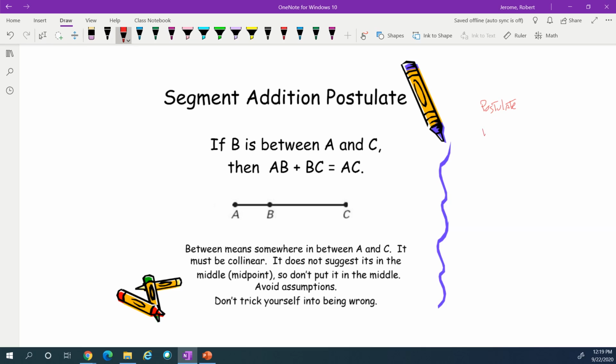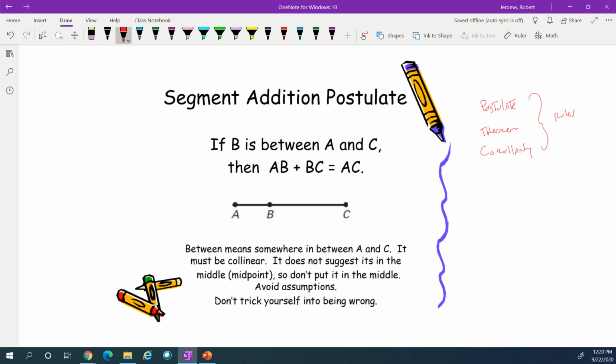And while we're at it, I'm going to add in the word theorem and corollary. These are just fancy words for rules. We don't have to get crazy with it. Technically, a postulate is a statement, definition, or rule that we accept as fact. It does not need to be proven.